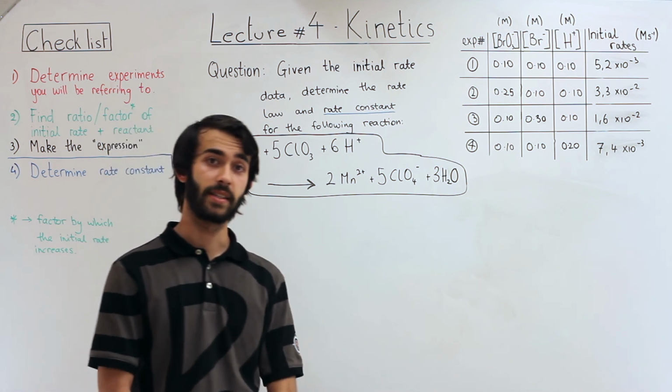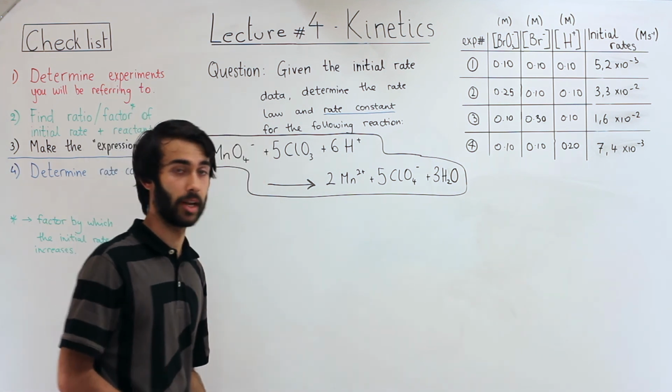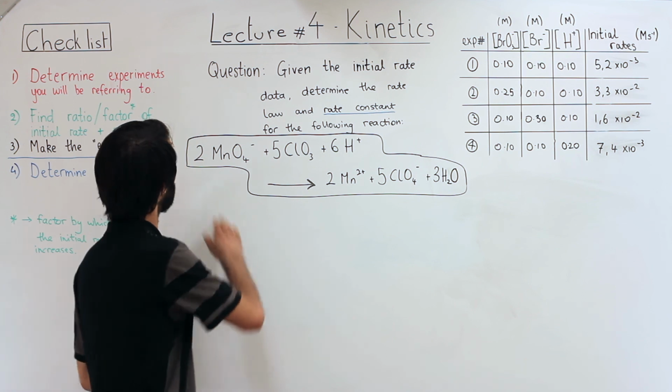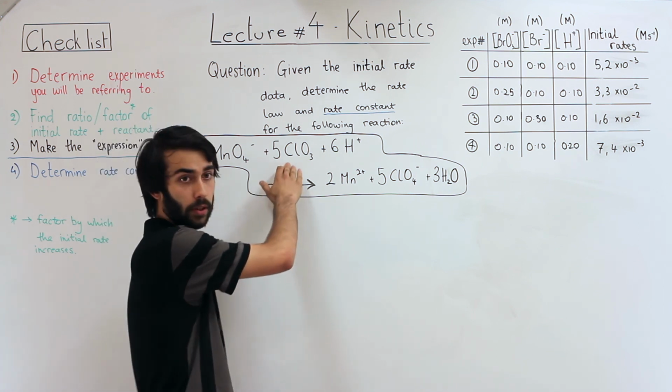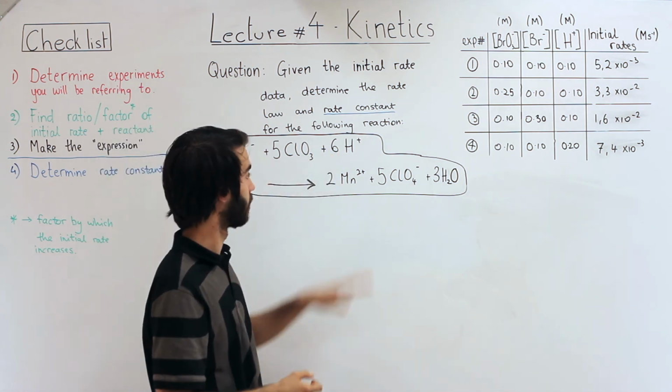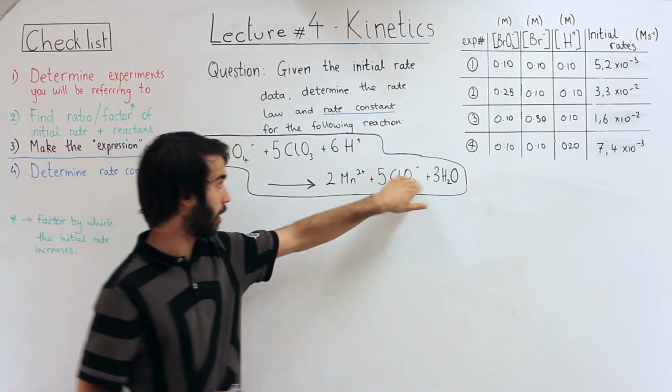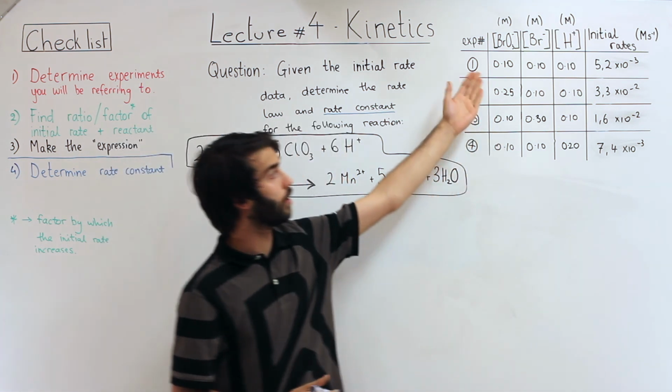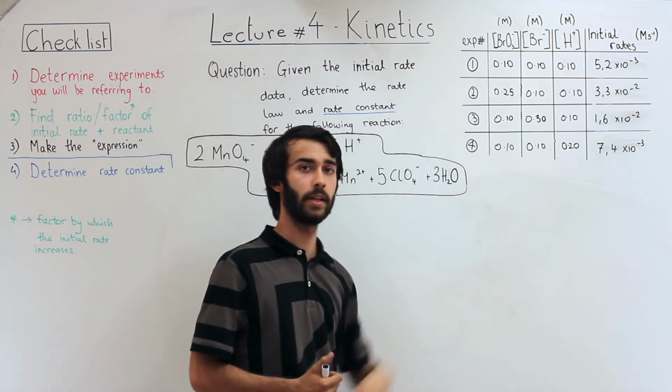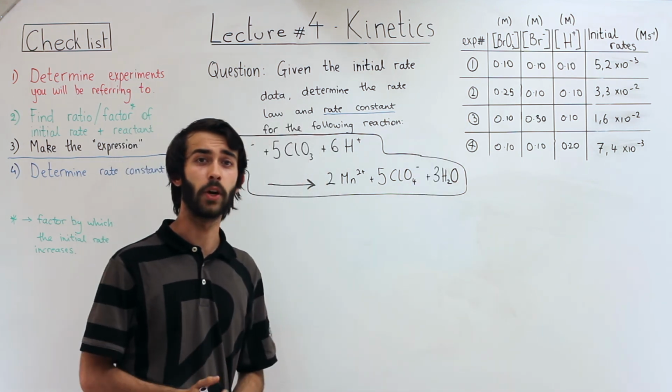Now that we've completed that example, I'm going to show you another example of a reaction, and I want you to do it yourself. In this reaction we have permanganate with chloride and protons reacting to form manganese, chloride, and water, with the initial rate data we found experimentally. Now it's over to you. Pause the video now and try it yourself.